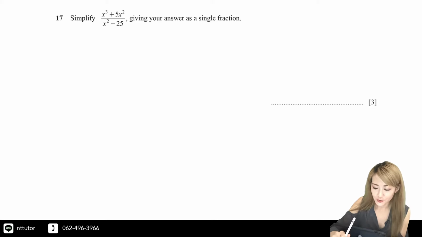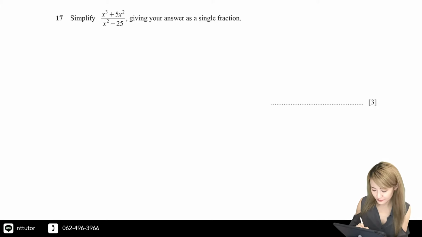Simplify x cubed plus 5x squared over x squared minus 25, giving your answer as a single fraction. So we have to simplify this fraction of expressions. We simplify fractions by dividing the top and the bottom by a common factor. So we need to factorize the top and the bottom first to see what factors it has.